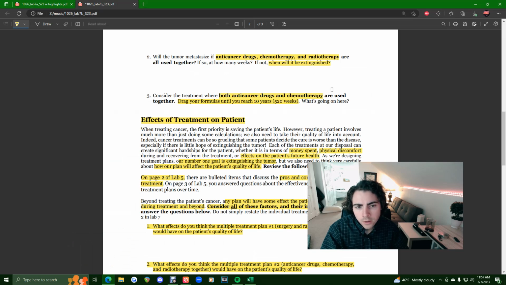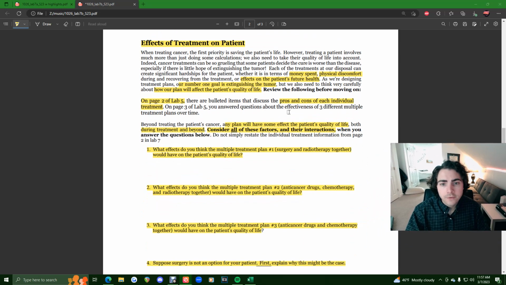So okay. So consider those, drag your formulas until you reach 10 years, what's going on. So I would say that the radius of the tumor has grown up to some point, and then it started shrinking. The radius has started shrinking. So the tumor, the cancer has started going away, I guess, just over a very, very long period of time. And so you can probably predict that over a long period of time, it's going to just keep going away. Okay. Let's just call it that.